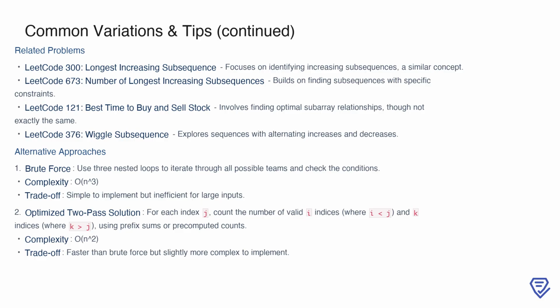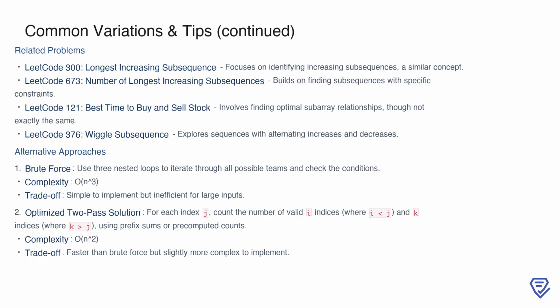Now, when it comes to solving this problem, there are different approaches you can take. The brute force method uses 3 nested loops to iterate through all possible teams and checks the conditions. While this is simple to implement, its O(n cubed) complexity makes it inefficient for large inputs.